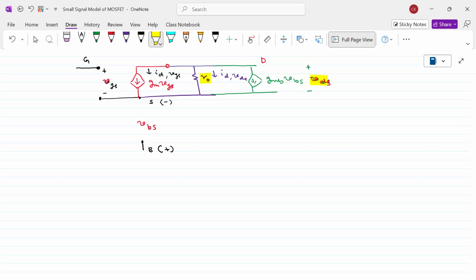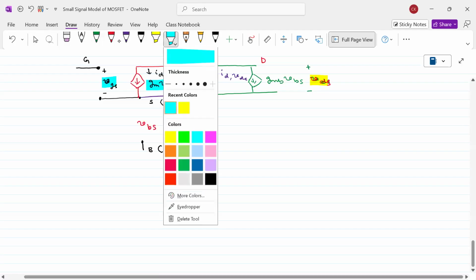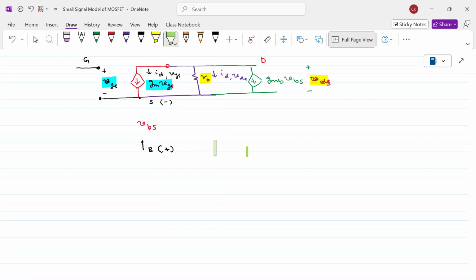Did you catch that point? Because of this, what will happen? This is the result. Next, because of this, what will happen? This is what the small signal model of an nMOS transistor is.